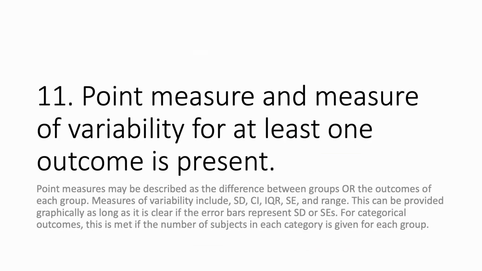All right, last criterion for this article, as well as the presentation, criterion 11, is a point measure and measure of variability present for at least one key outcome. Remember that point measures are your mean, median, and mode, and they can be described as the difference between groups or the outcomes of each individual group. The most common measures of variability that you're going to see are standard deviation, your 95% confidence interval, and your interquartile range. The researchers can provide this graphically as long as it's clear what is being represented, and usually they'll describe that in some subtext at the bottom of the table.